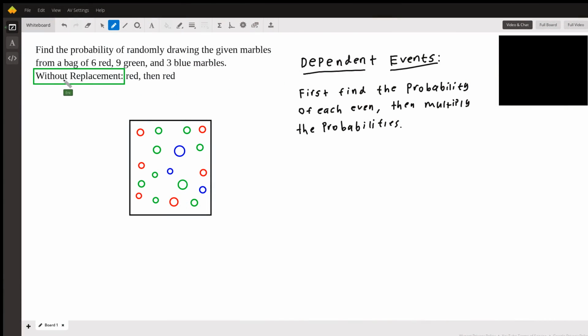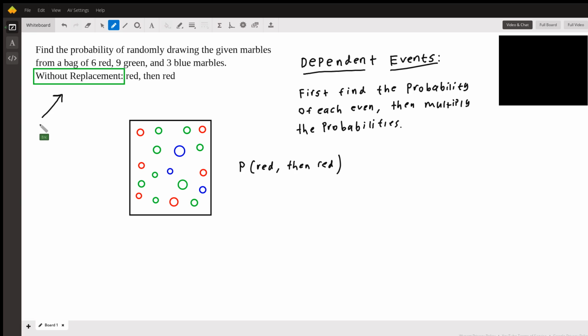Find the probability of randomly drawing the given marbles from a bag of 6 red, 9 green, and 3 blue marbles. Without replacement, red, then red. So in this problem, we're going to be finding the probability of a red, then a red. So let's first go over what I put in a rectangle over here, without replacement.